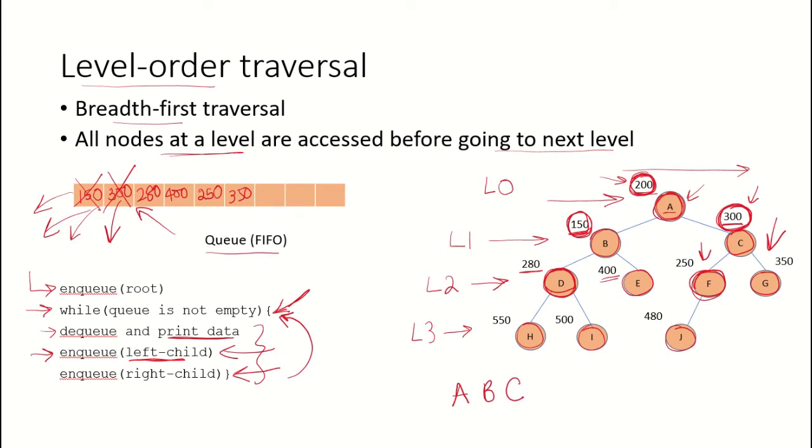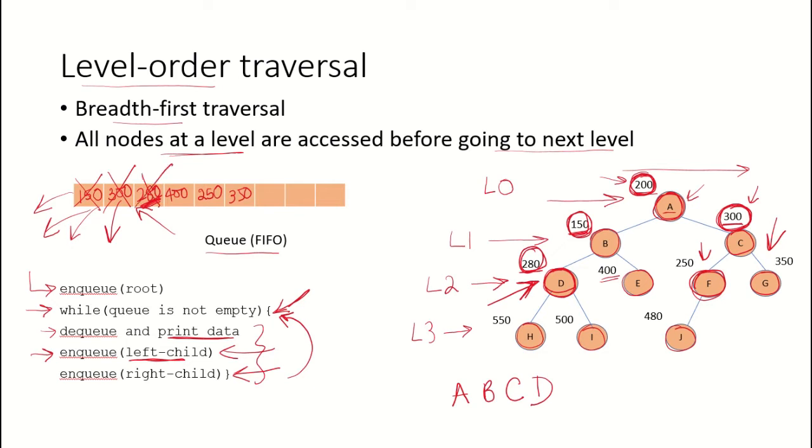Now again we go back to the beginning of the loop, dequeue and print data. So whatever was there at address 280, we are now at level 2, and whatever was the data at address 280, that will be printed, D, and its left and right child will be enqueued.